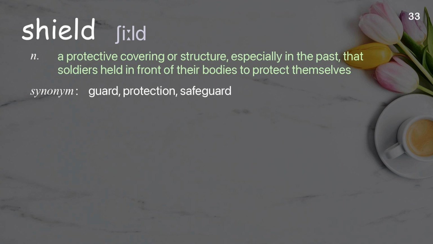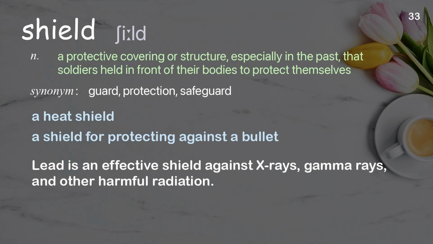Shield. A protective covering or structure, especially in the past, that soldiers held in front of their bodies to protect themselves. Examples: A heat shield. A shield for protecting against a bullet. Lead is an effective shield against X-rays, gamma rays, and other harmful radiation.